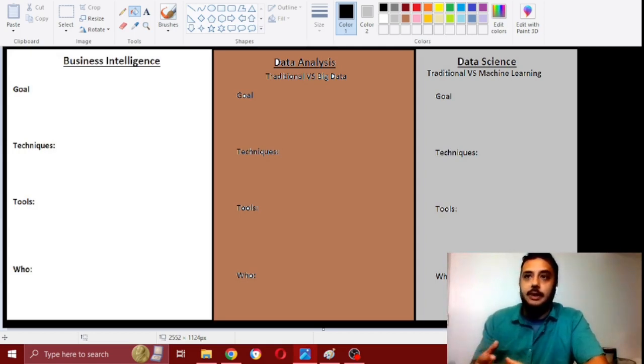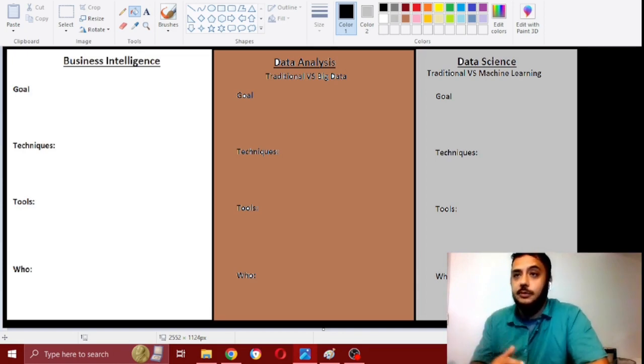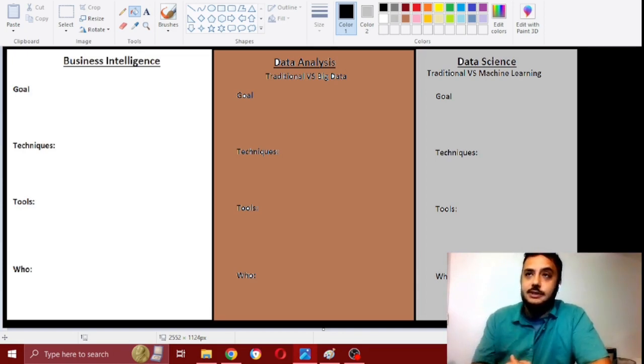So, examples of such techniques: for traditional data science, I gave the example of factor analysis, regression analysis, logistic regression, clustering, time series analysis. For machine learning, examples could be supervised learning and unsupervised learning. These are the two branches that I have to mention while giving examples of the practices.